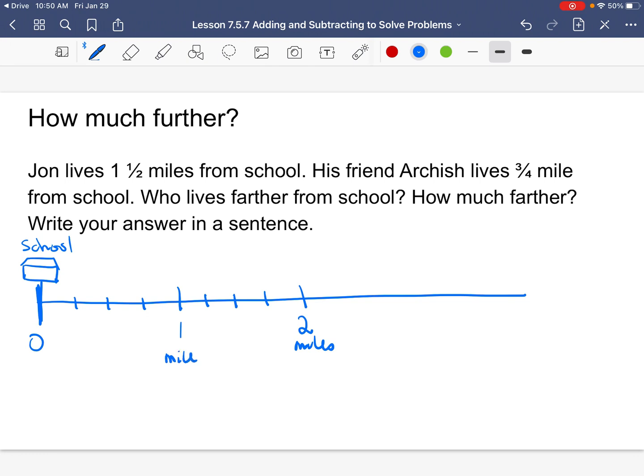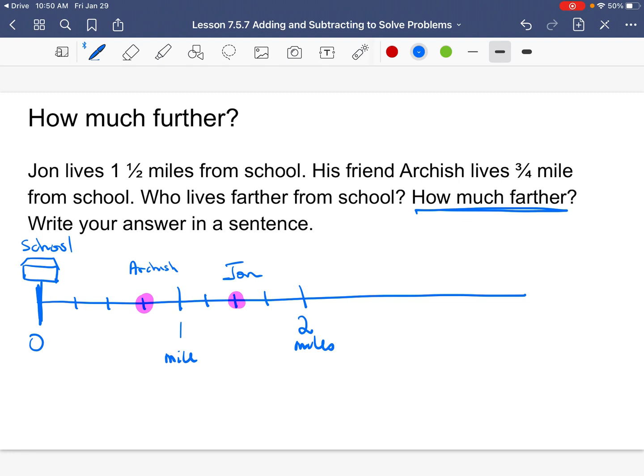And John lives 1.5 miles from school. So John lives here. And Archie lives 3/4 of a mile from school. So Archie lives here. And I can see from the model, without doing any math, that John lives further from the school. And to calculate the difference, because I want to know how much further, I need to subtract the distance Archie lives from school from the distance John lives from school.